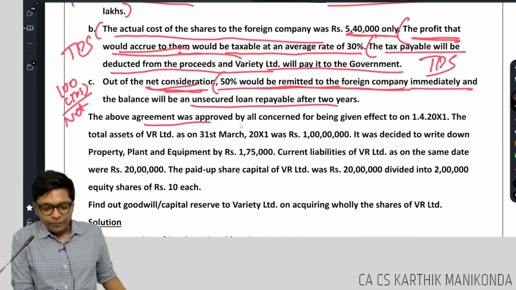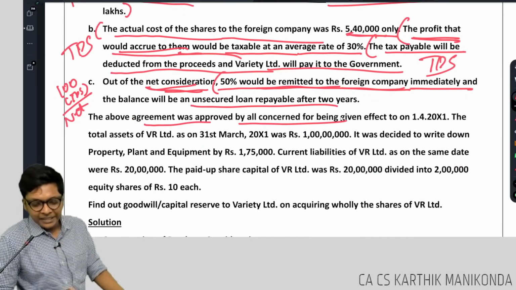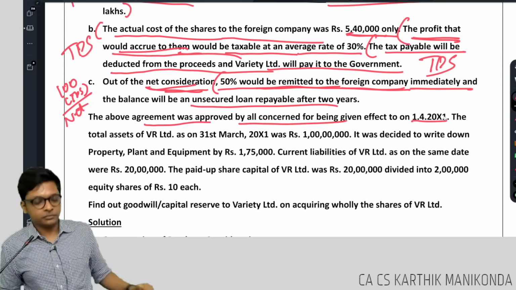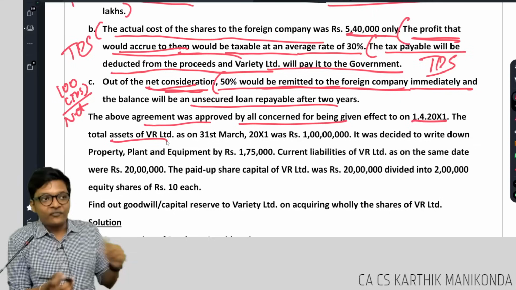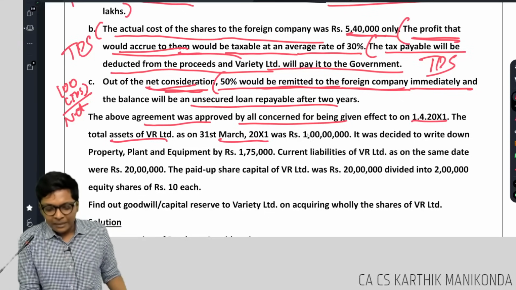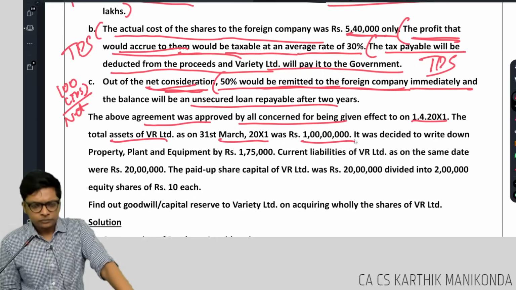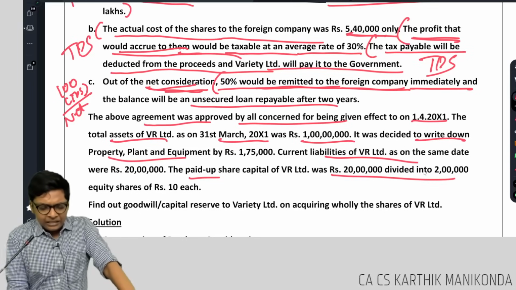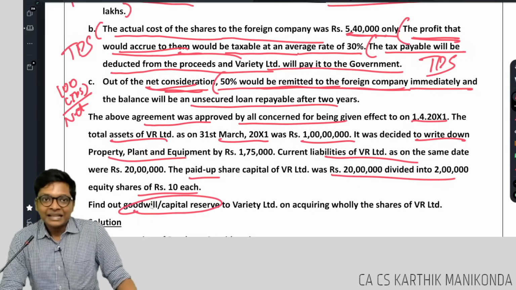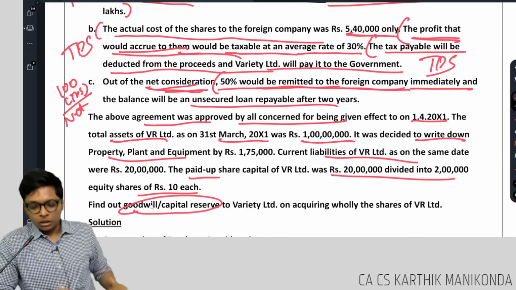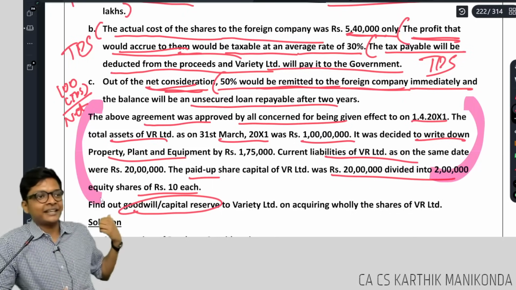The above agreement was approved by all concerned for the time being, given effect to 1st April 20, that is the date of acquisition. The total assets of VR, now only we are coming to the subsidiary, the subsidiary VR, as on 31st March was 1 crore. It was decided to write down PPE, current liabilities, some adjustment, and share capital breakup they have given. They have also asked to find out goodwill or capital reserve. So you have to compute what you paid versus what you got. What you got only is this para. Are you understanding? Net assets.